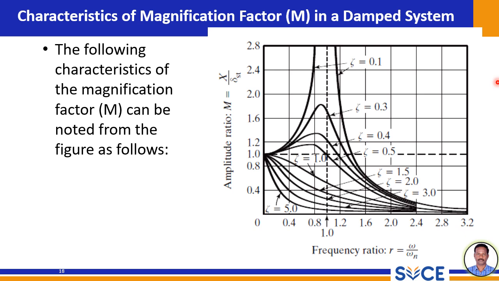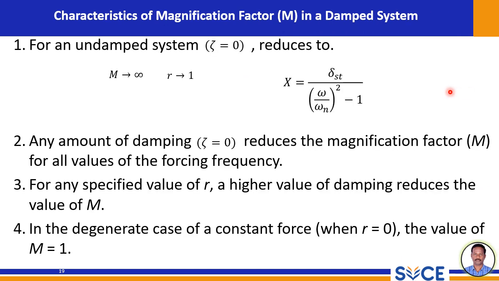These characteristics highlight the crucial role of damping ratio in controlling the vibration response of a damped system under harmonic excitation. By understanding this relationship, we can design systems to minimize unwanted vibrations and ensure stability. Let's summarize some of the key characteristics we have observed and discussed.